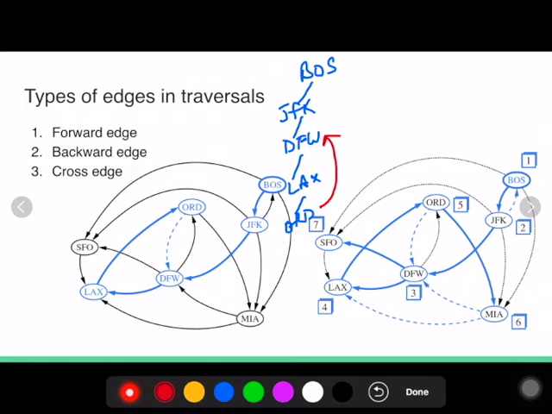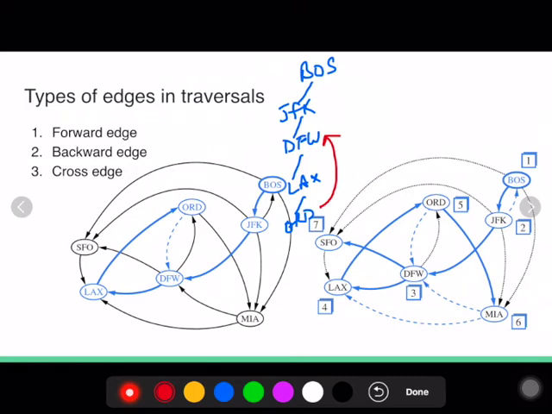So if you observe this, when we represent the graph traversal in the form of a tree, the edge that is going from ORD to DFW is nothing but an edge that is going to one of its ancestors. So an edge that goes to one of its ancestors is called a backward edge. And similarly, we can frame the definition of a forward edge as an edge that is going to its descendants. So if you see here, from BOS to JFK and JFK to DFW, these are all edges going towards the descendants, so they are called forward edges, and the edges going towards the ancestors are called backward edges.